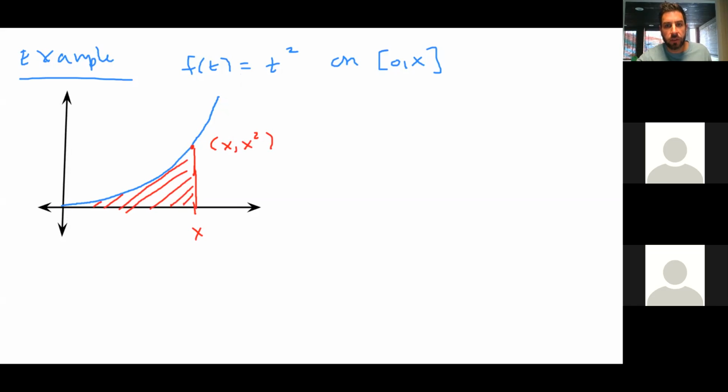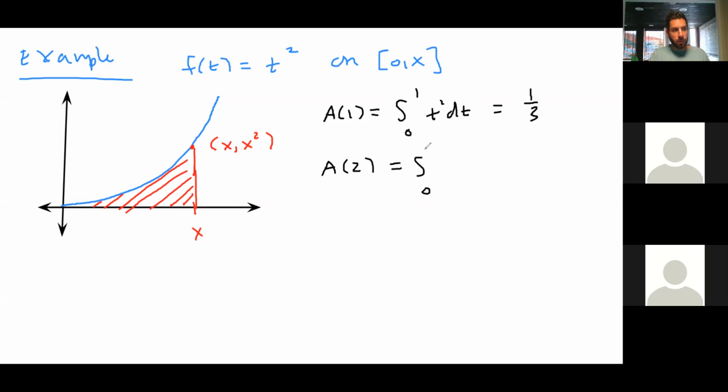We've done it before. We asked you to do it for homework. We made an observation. So here, A of 1 is the integral from 0 to 1 of t squared dt. And we know what this is. This is 1/3. We did it already. A sub 2 is the integral from 0 to 2. You're doing this from homework. So you're going to recognize that this is 8/3.